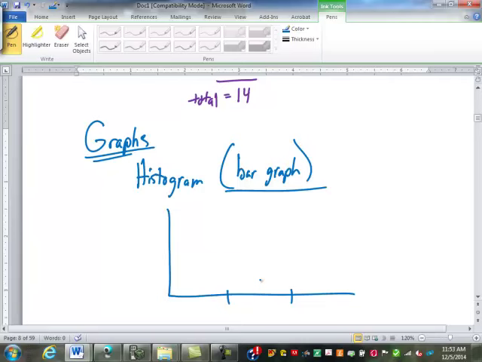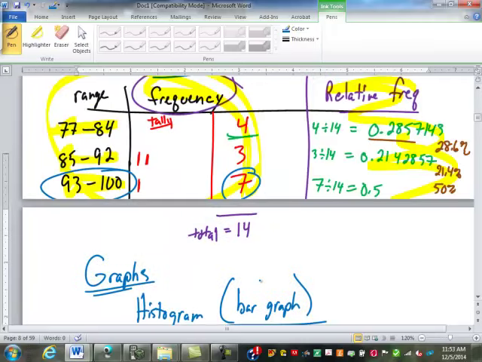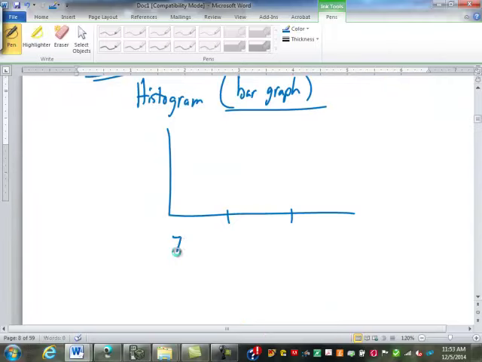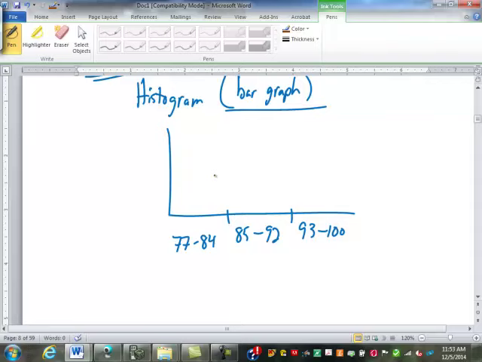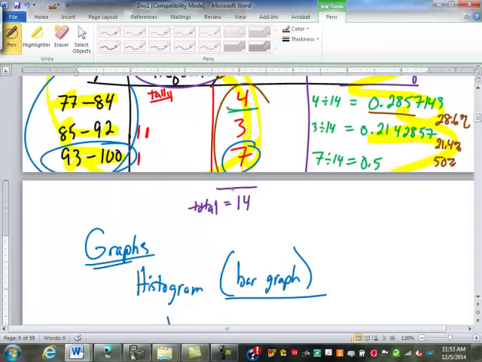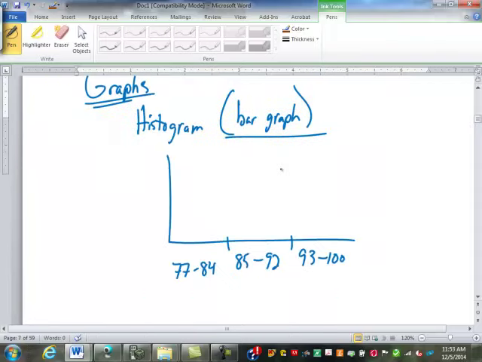Since this is a numerical set of data, what we're going to list down there are these number ranges, 77 to 84, 85 to 92, 93 to 100. Up the side, we're going to have a scale. The largest frequency here was 7, so we need to make sure our scale goes up to at least 7. So we go 1, 2, 3, 4, 5, 6, 7.